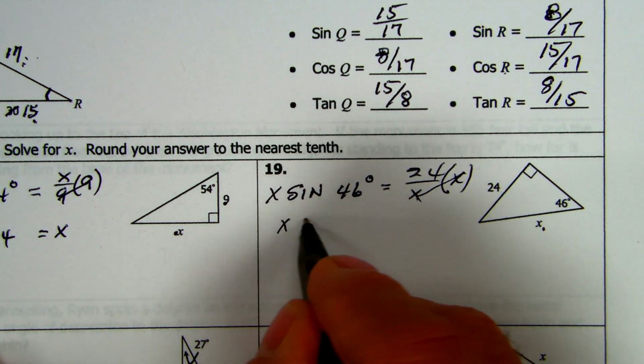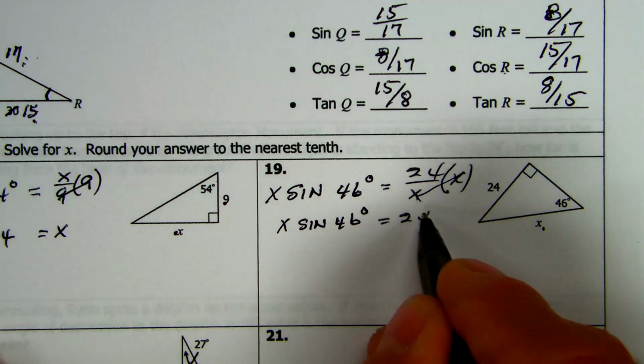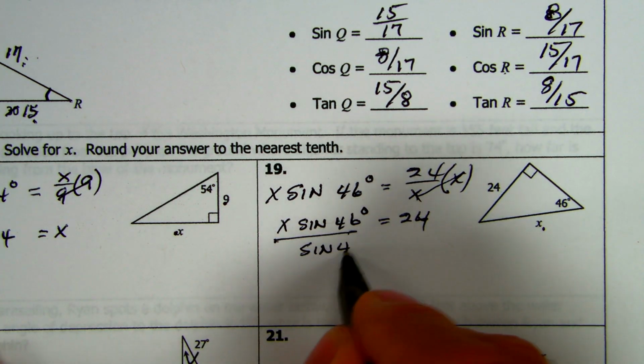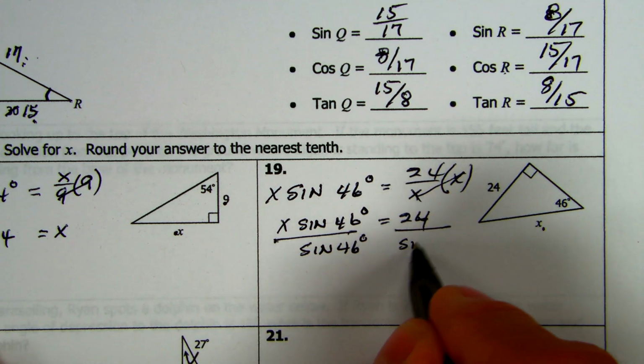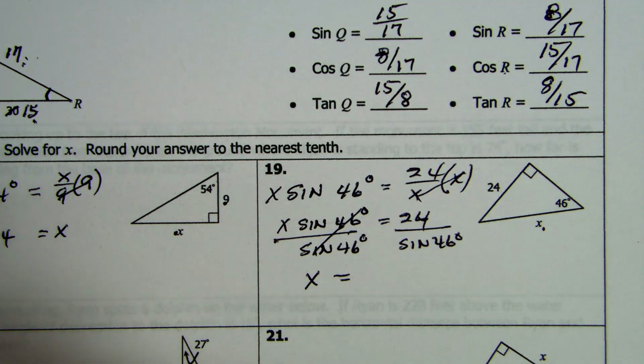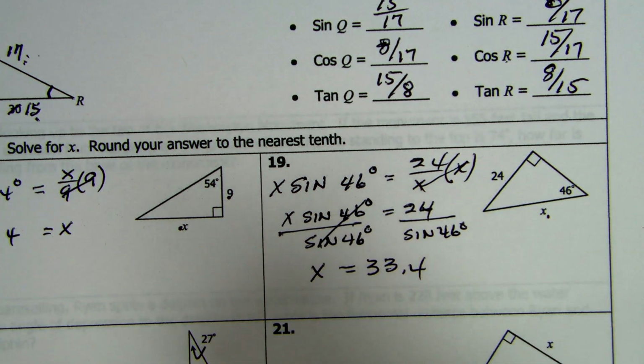Now, so we have x sine 46 degrees is equal to 24. So now we're going to solve for x, so we're going to divide this by sine of 46 degrees, divide this by sine 46 degrees. And when we do that, we see that x is equal to, let's put in our calculator, 24 divided by the sine of 46 degrees. When I do that, I get 33.4. Okay?